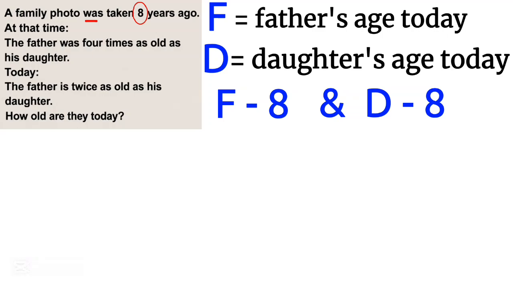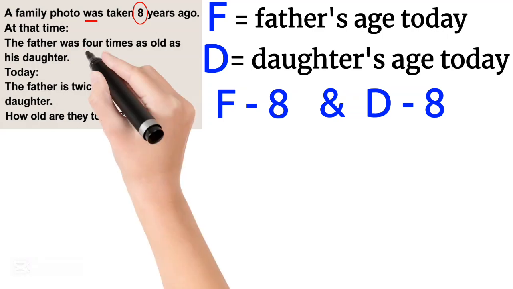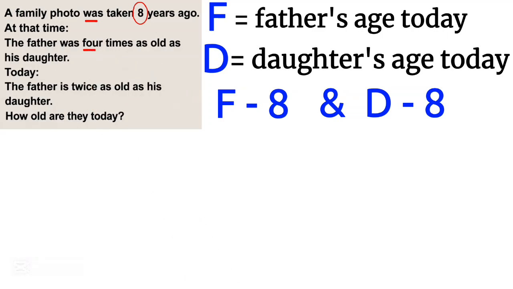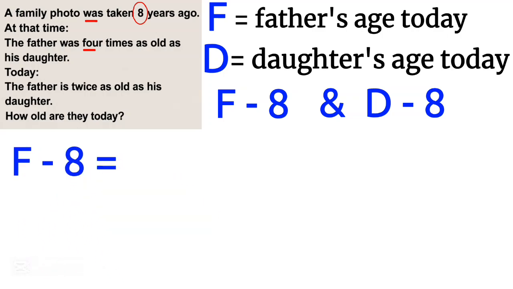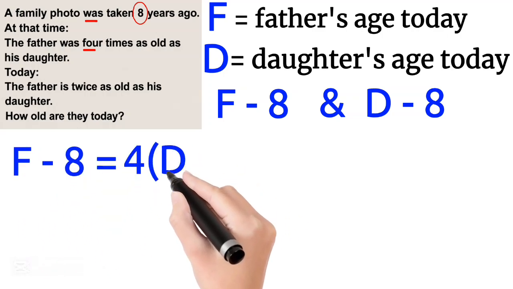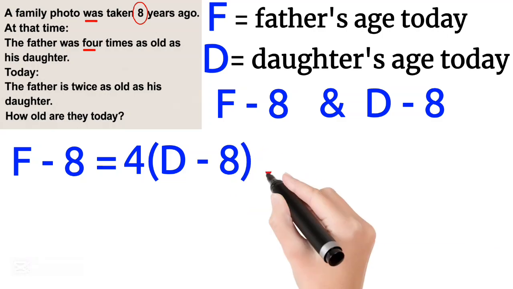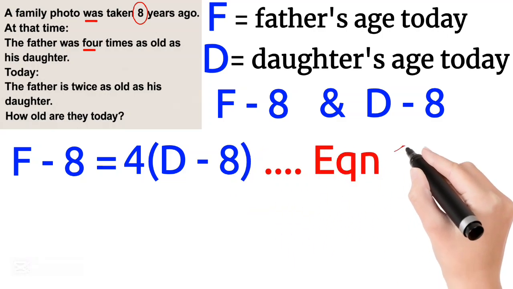Now here's the important part. At that time, the father was 4 times as old as his daughter. So we can write F minus 8 equals 4 times (D minus 8). Let's call this equation 1.